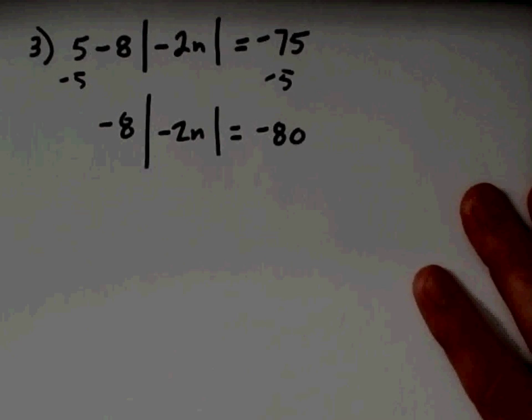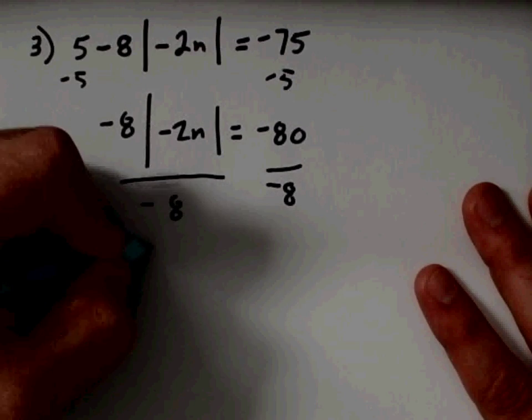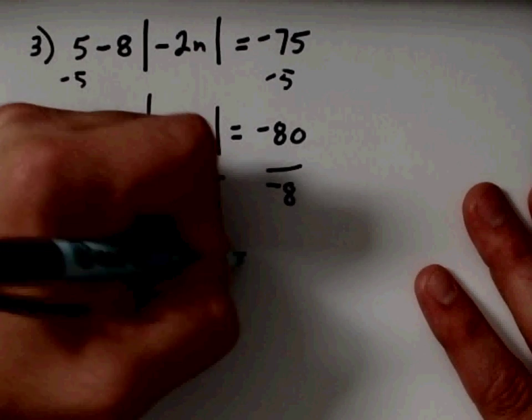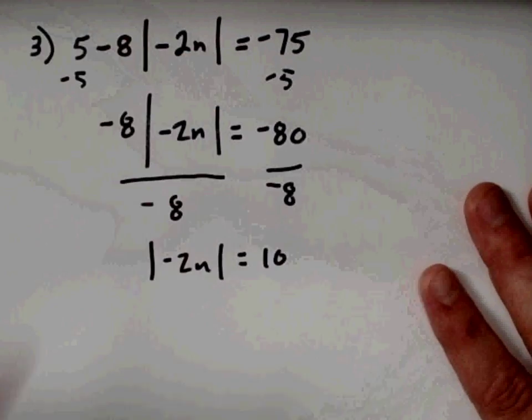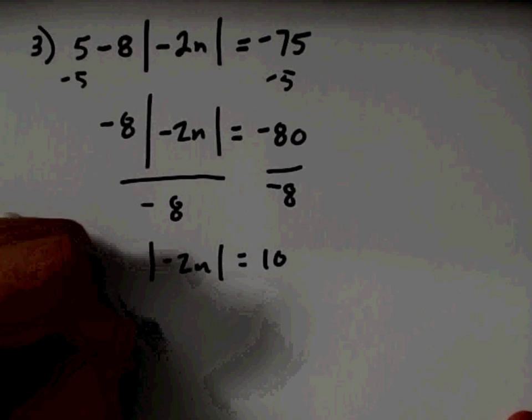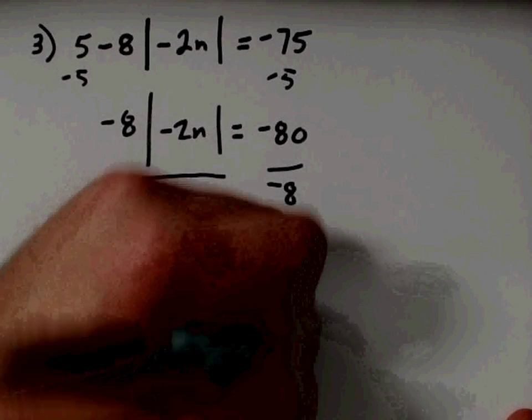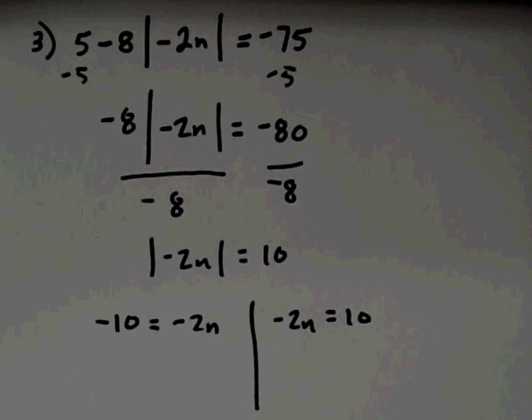The absolute value is still not cleared yet. We have a multiplication of -8 on it. And so to clear it, I have to get it off of there. And that gives me a +10. Okay? And now that I have the absolute value cleared, I can break off the absolute value and I can find the -10 of it, and I can find the +10 of it, because the distance of -10 from 0 and the distance from +10 from 0 is still the same thing.